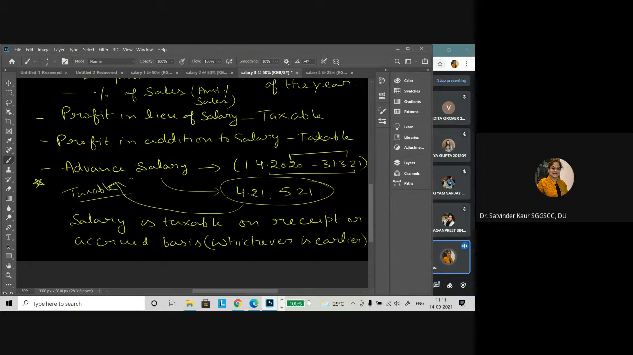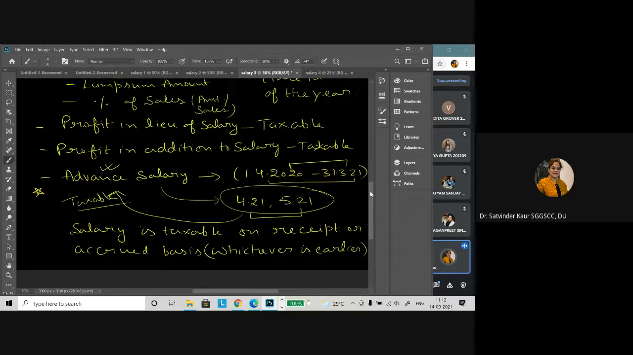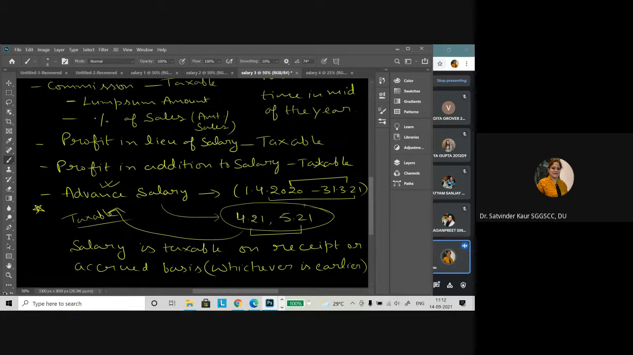So in this particular case, you have to remember that if the advance salary is being received, it is going to be taxable when it is received, and at later stage when it is accrued, तो तब वो 2 महीने की सैलरी में अप्रैल और मई की टैक्सेबल नहीं होगी 21-22 में. Reason being that it has already been taxed, and every income can be taxed only once, it cannot be taxed twice. So advance salary is going to be taken into account on the basis when it is received. So if the salary is received earlier, it is taxable. If the salary is accrued earlier, it is taxable.